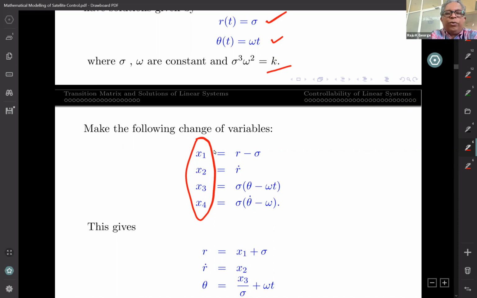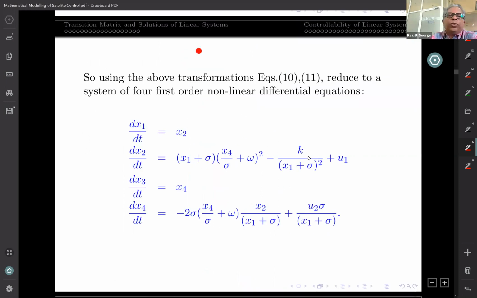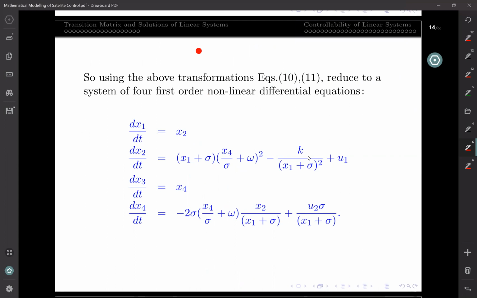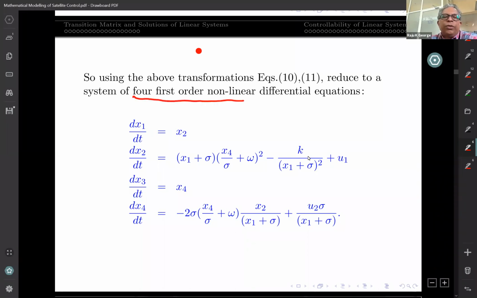x4 is angular velocity. It's related to that. So four components, four state variables I define. Then in terms of these four variables, my equation can be written as, using the above transformation, our two second order nonlinear equations reduce into a system of four first order nonlinear equations.